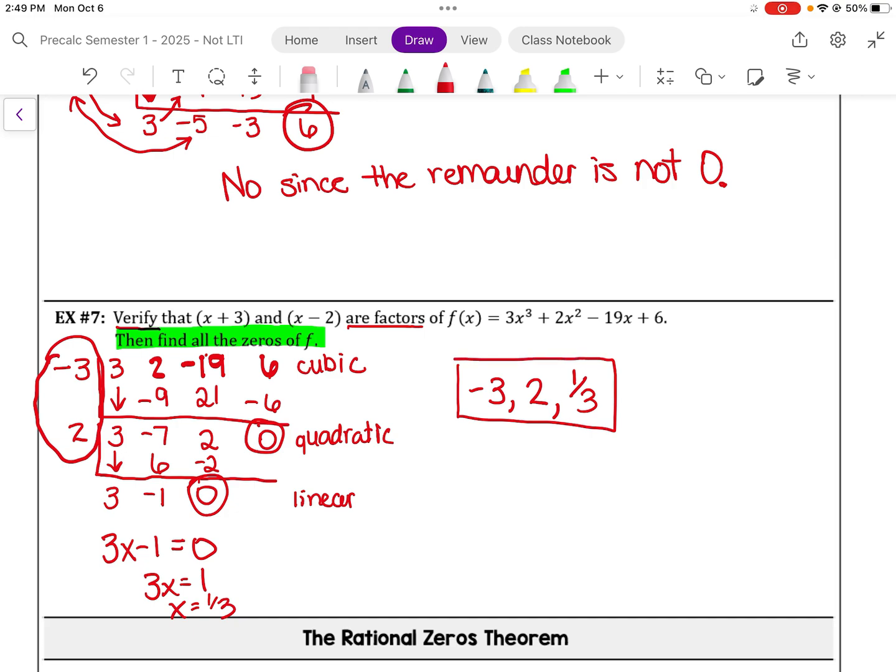But this concludes most of the actual dividing. So stay tuned for the rational zeros theorem. We'll still be dividing though. Hate to break it to you.